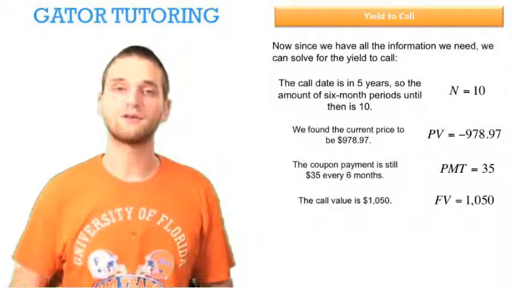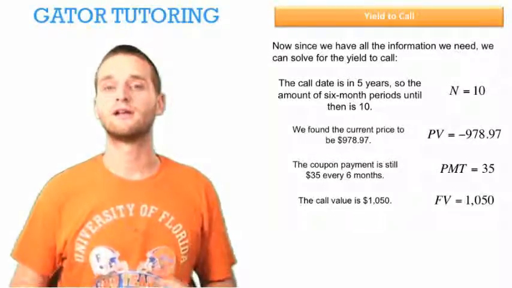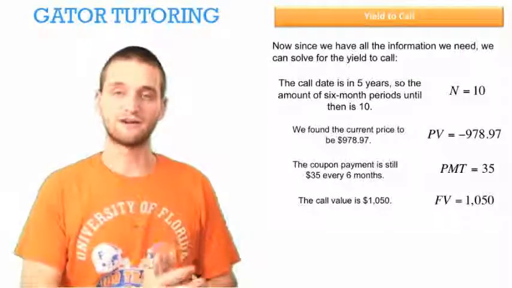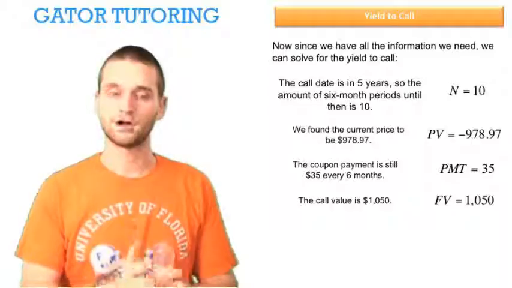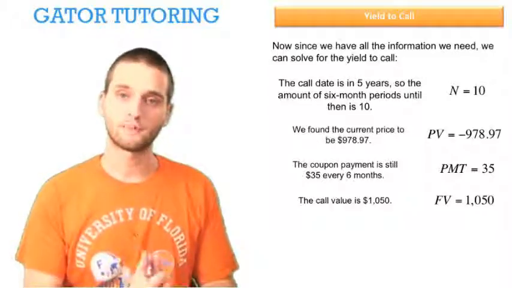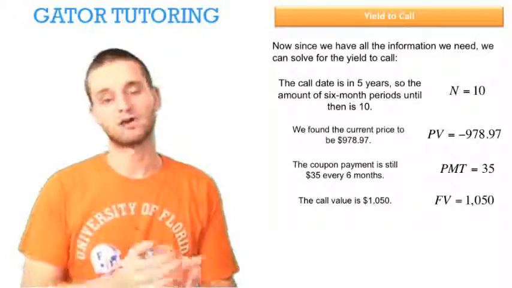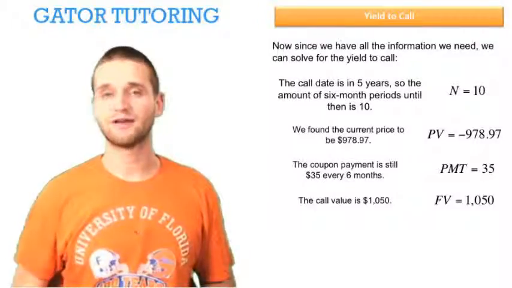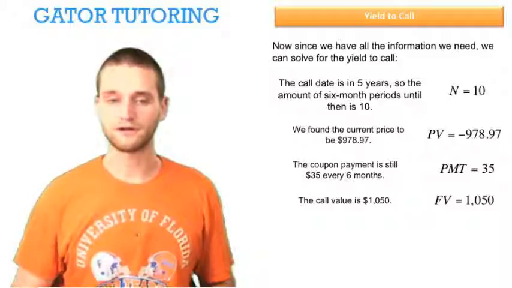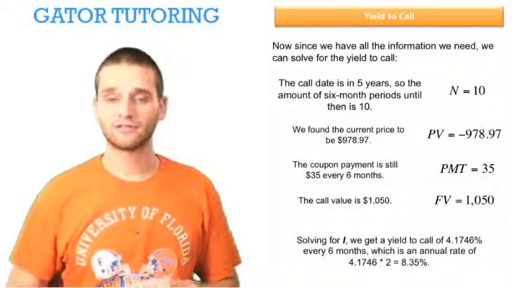So we enter in $35 as the payment. The call value is $1,050. Notice this is different, not necessarily so, but it's a different number than the par value. So make sure to get this right. The call value is the amount that the firm may pay you back to call back the bond at the call date. And so since in the question it tells us it's $1,050, we'll put this in as the future value. Now we can solve for the interest rate.